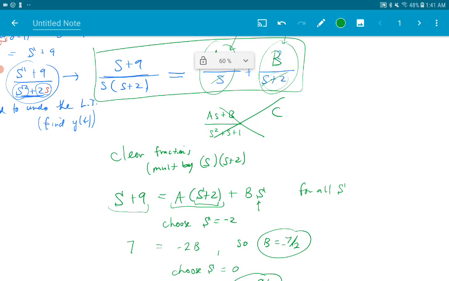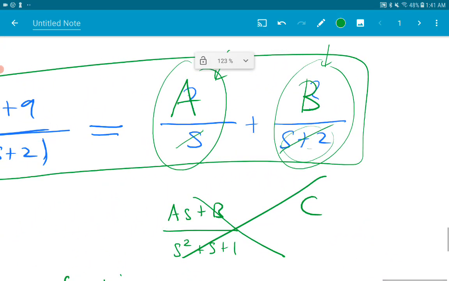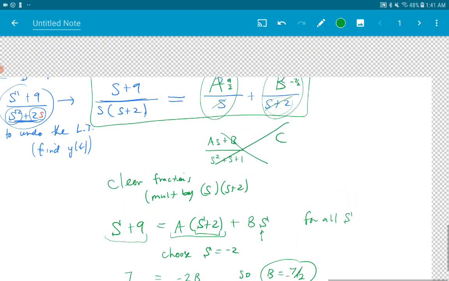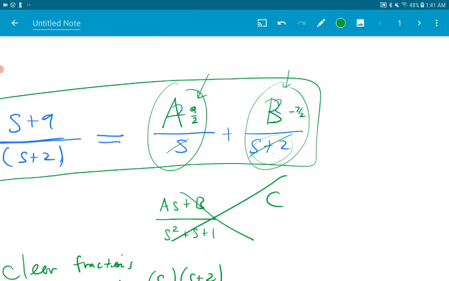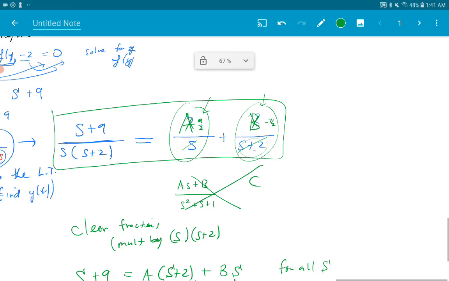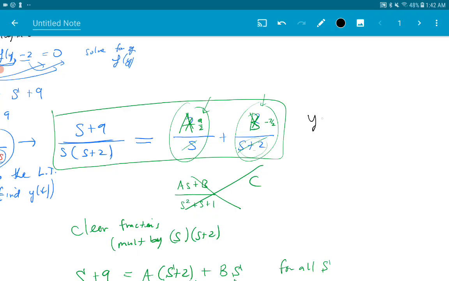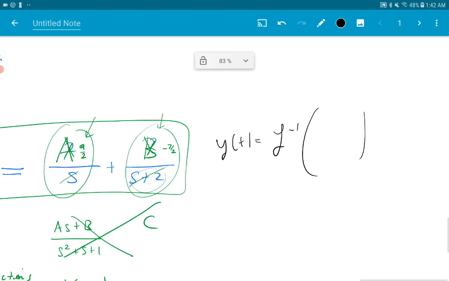Let me scroll back here. So this is going to be 9 over 2, and this was -7 over 2. I think I got that right. Yep. So, in other words, we're almost done. To get y, we have to now do the inverse Laplace transform. So y of t will be the inverse Laplace transform of those two expressions, 9 over 2 over s minus 7 over 2 over s plus 2.